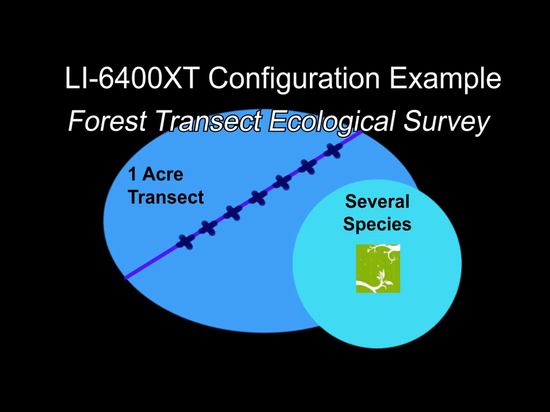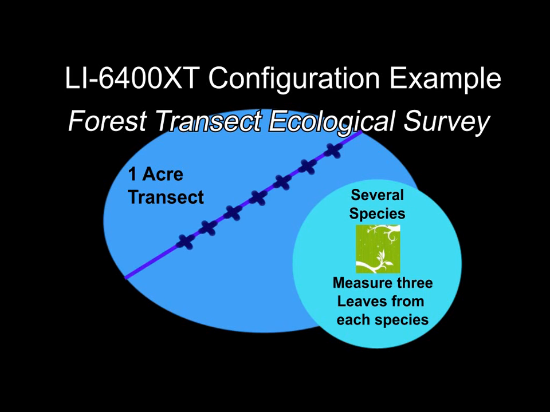We'll be measuring at each measuring point. We'll be stopping and we'll be measuring several different species that are touching the transect line, and then we'll measure 3 different leaves from each of those species. So this is how we will proceed in setting up the software for this configuration example.